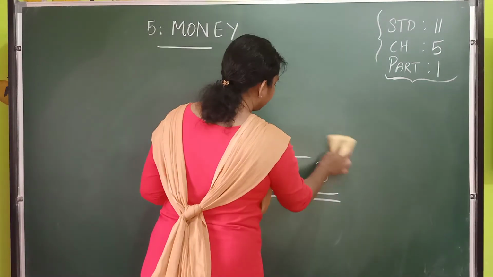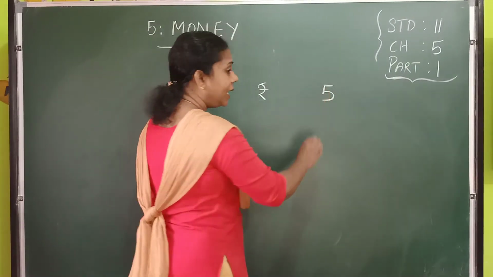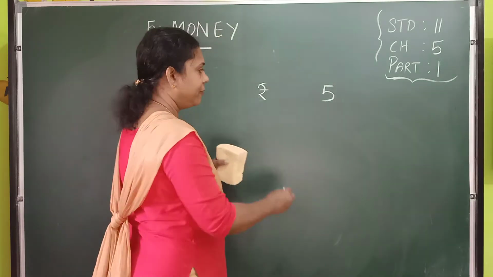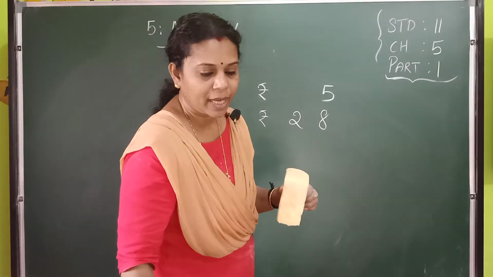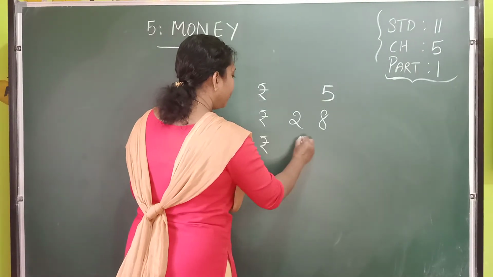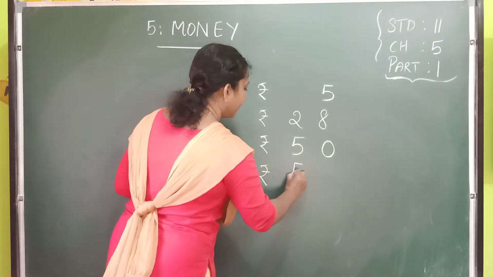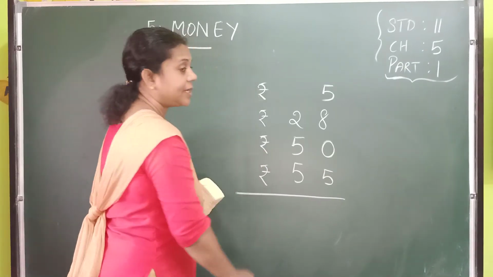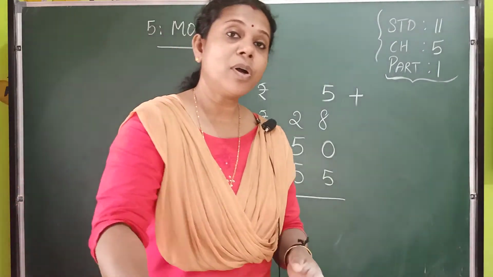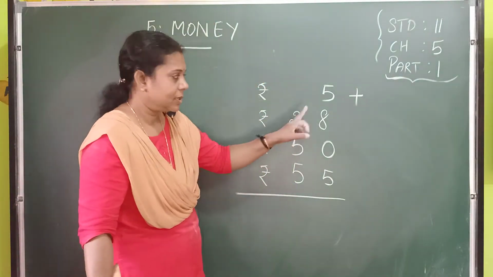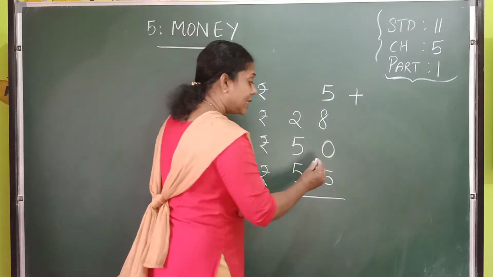So for finding the amount she paid, you have to add the different amounts, isn't it? Which are they? First one, salt for rupees 5. Then next one is jam for rupees 28. And we have rice for rupees 50. Last and final, vegetables for rupees 55. Let us add the first two numbers. 5 plus 8, it is 13. Write 13 here.